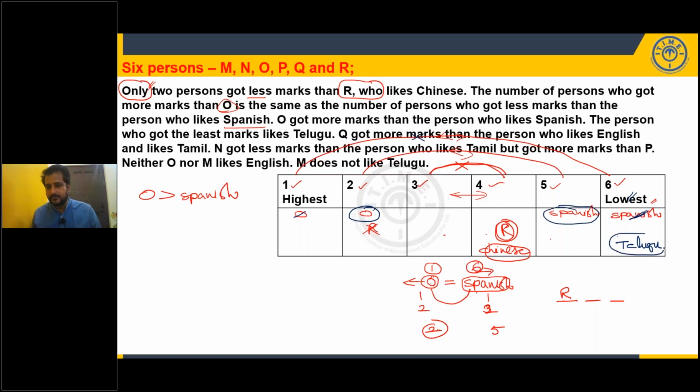Now here is Telugu. So far what languages are fixed? Chinese, Spanish, Telugu. And which persons are fixed? O and R. So till here, complete information is utilized.